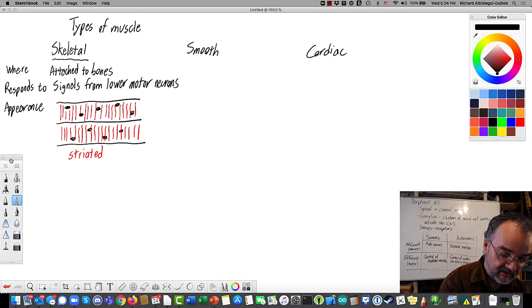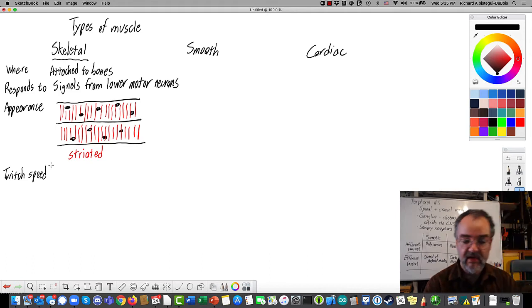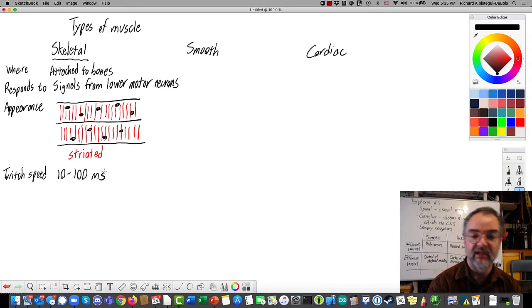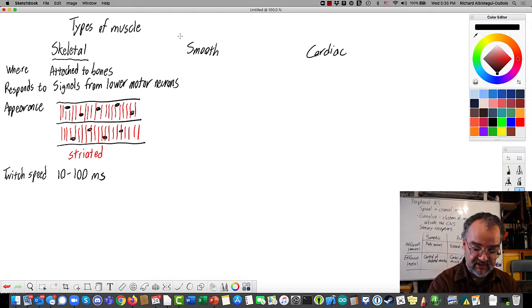Now, another thing about these muscle cells that I would like to mention is how quickly they twitch. In other words, how rapidly do these muscle cells contract? So for skeletal muscle, that's generally somewhere in the range of 10 to 100 milliseconds. So that means anywhere from 100th to 1/10 of a second to complete one cycle of contract, relax. That's one muscle twitch, which we'll talk about in some detail later. We'll compare that to the others as we go here.